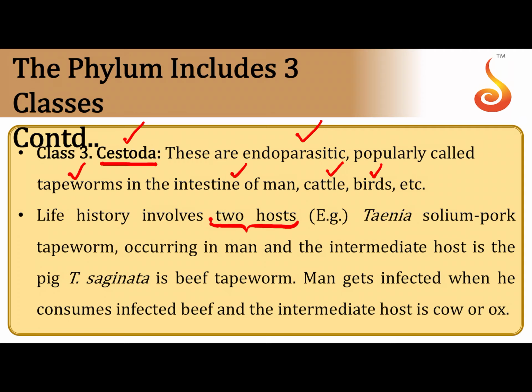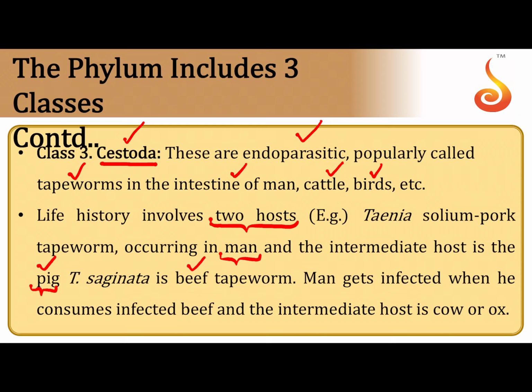Now generally the primary host is considered to be the man, and the secondary host, or the intermediate host, is considered to be the pig, isn't it? Now if it is the pork tapeworm, then the intermediate host is the pig. Now in the case of beef tapeworm, the intermediate host happens to be the cow. So when does it get transmitted? How does it get transmitted from the pig or from the cow to the human?